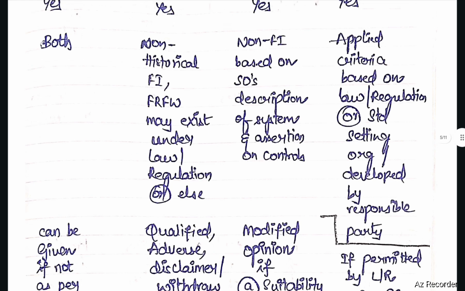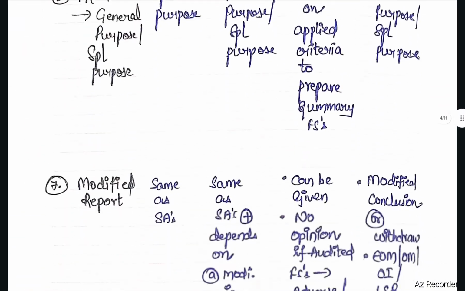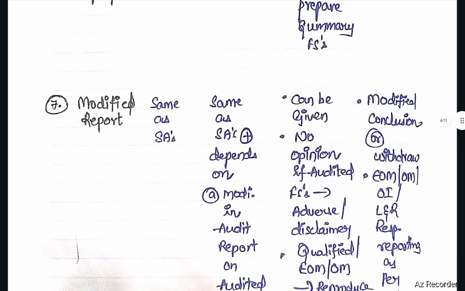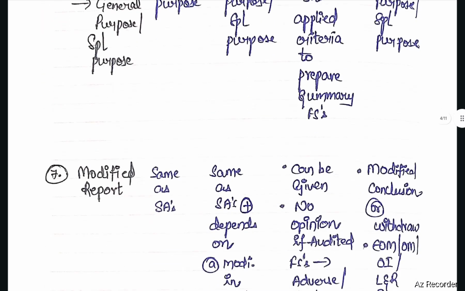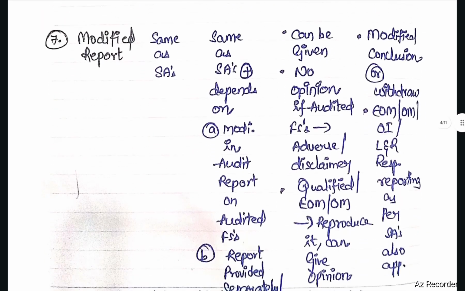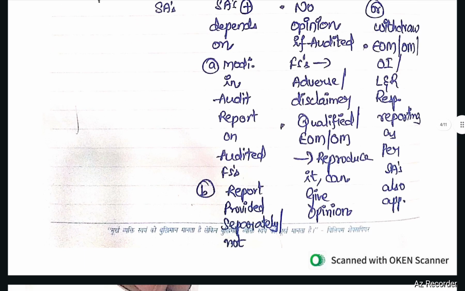Next. As per SA 800, in case of modified report, SA 705 needs to be followed. Next, in case of SA 805, in case of modified report, we need to follow SA 705, and it depends upon modification in the audit report on audited financial statements and report provided separately or not.